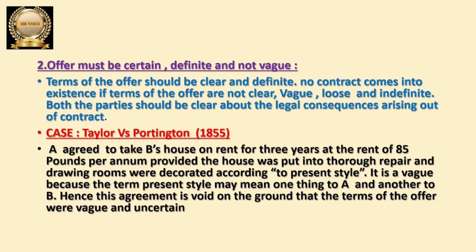So A said that you have to keep the house clear, and any repairs, if there are any, everything should be made perfect so that I will come. And the drawing rooms were to be decorated according to present style. Here, present style means what? It may be one thing to A, it may be another thing to B. So it is not clear. What is a present style? A may think one way regarding the present style, B may have another view. So it is not clear, it is vague.